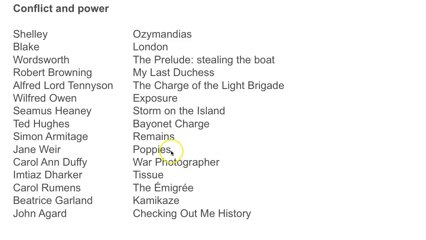That leaves Poppies and Remains. Remains would fit into that category easily. Poppies less so. And you can simply group them that way.